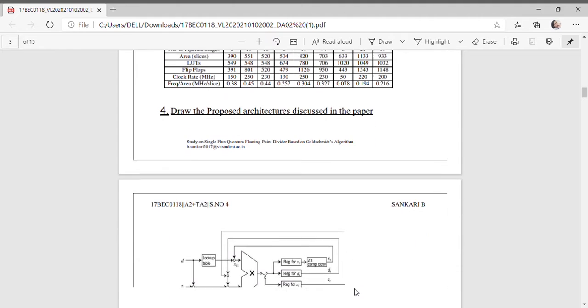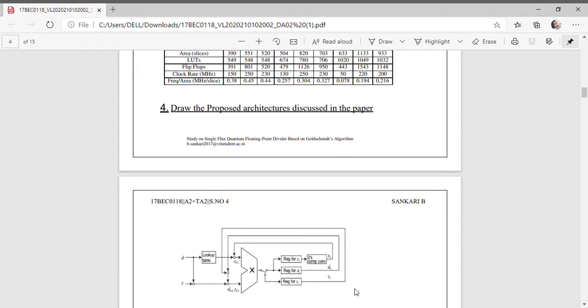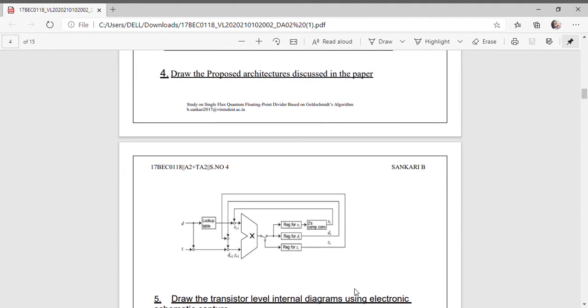Moving on to the next question: draw the proposed architecture discussed in the paper. This was the proposed architecture that was discussed in the paper, and I drew this with the help of this tool called DA2.